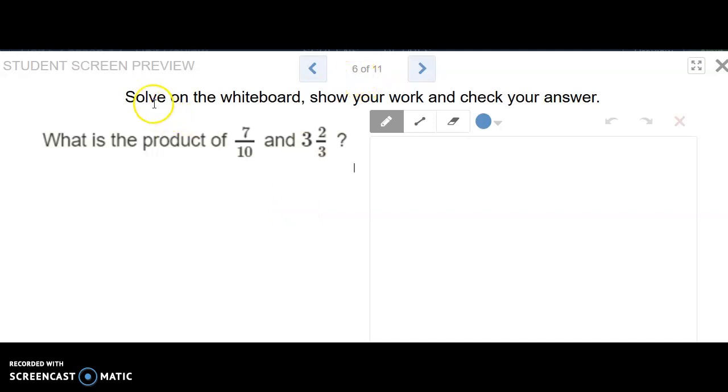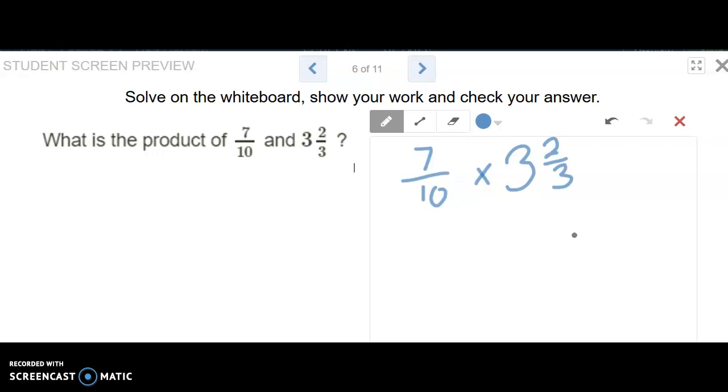Question number 6, it says to solve on the whiteboard, show your work, and of course, check your answer. It says, what is the product of 7/10 and 3 2/3? All right, so I am going to find the product, which means I need to multiply. So let me set up my problem. 7/10 times 3 2/3.